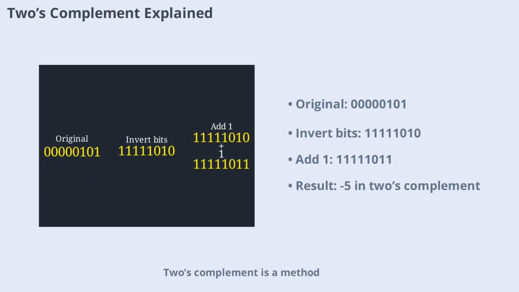2's complement is a method for representing negative numbers in binary. To find the 2's complement of a number, invert all the bits and add 1. For example, the 2's complement of 00000101, which is 5, is 11111011, which represents negative 5. This system simplifies subtraction and other arithmetic operations, making it the standard for signed numbers in computers.